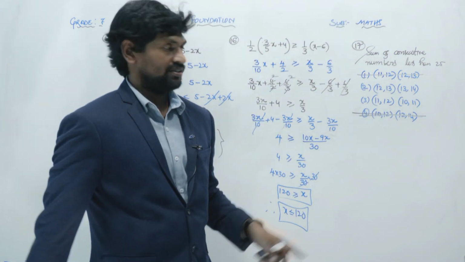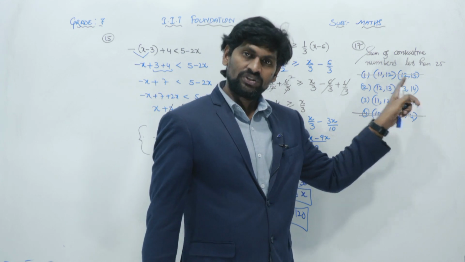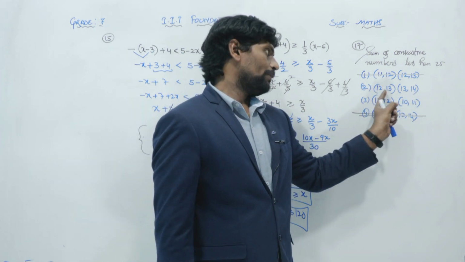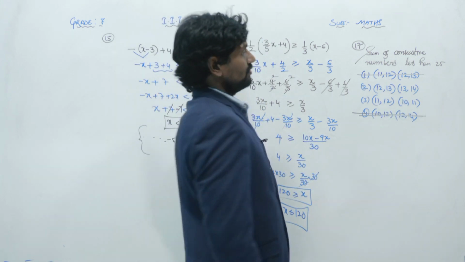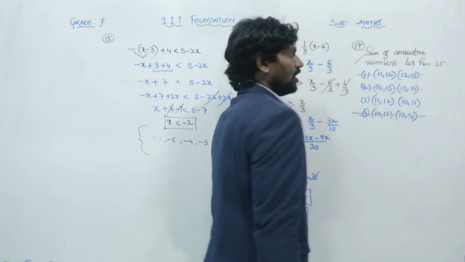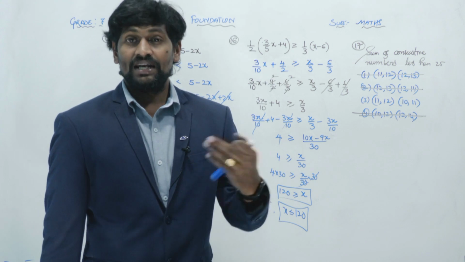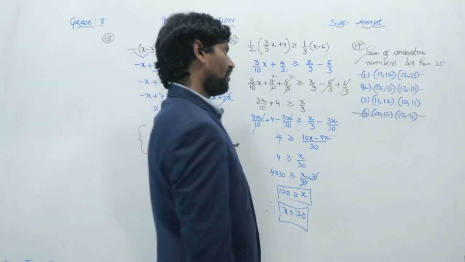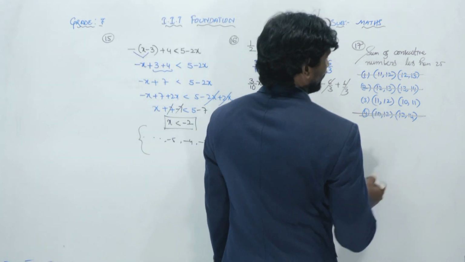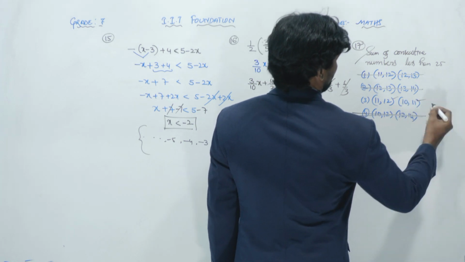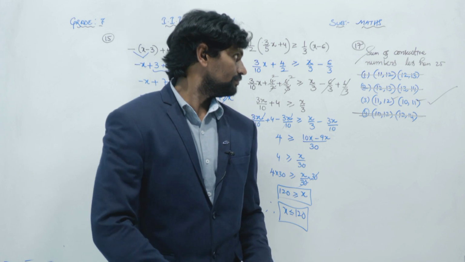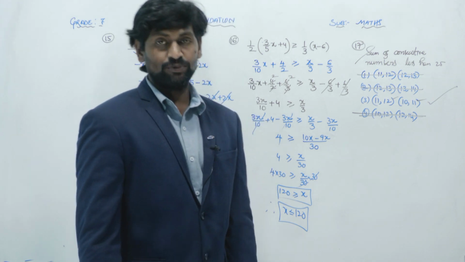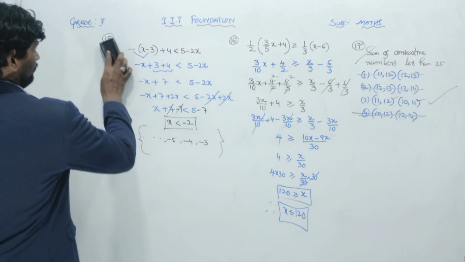Now the second option, 12, 13 are consecutive, 13, 14 are also consecutive. 12 plus 13 is 25, 13 plus 14 is 27. But according to the question, we should get less than 25. Third option, 11 plus 12 is 23, and 11 plus 10 is 21. Yes, our required option is 3. Okay? So let us move on to question number 18.